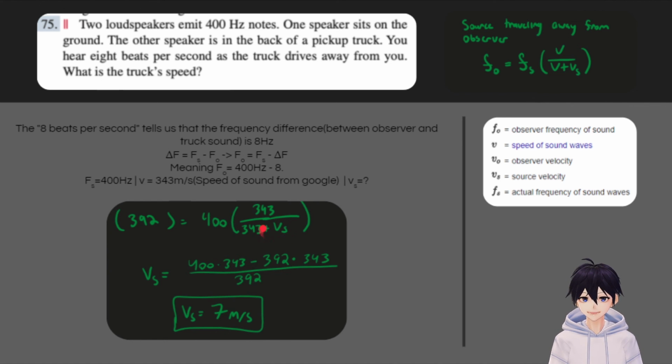Since we're trying to find this, we just want to isolate this variable. When you isolate it, you get this whole thing right here, and when you plug everything into the calculator, you do get 7 meters per second, which is kind of great because it's a whole number. And that's our answer.